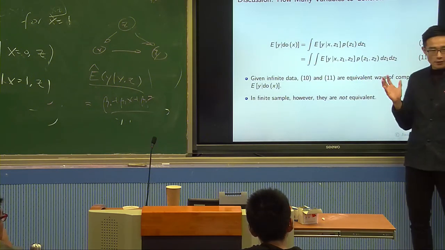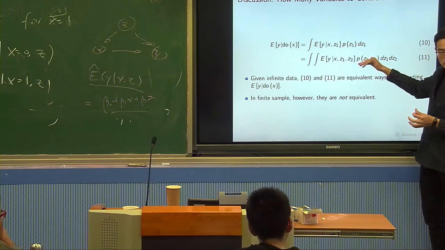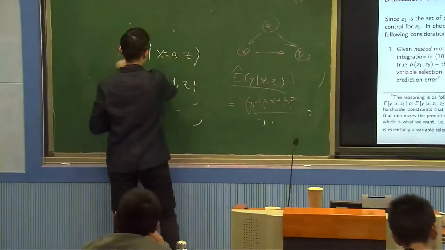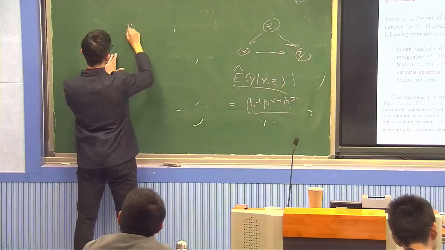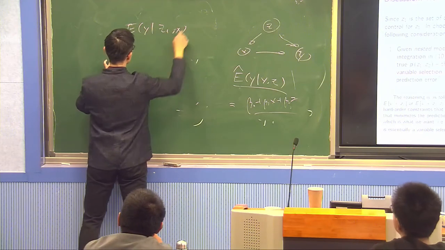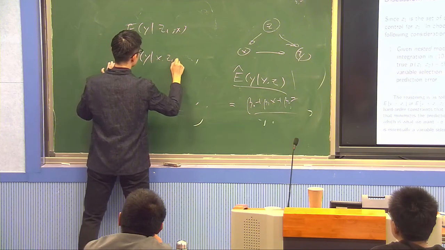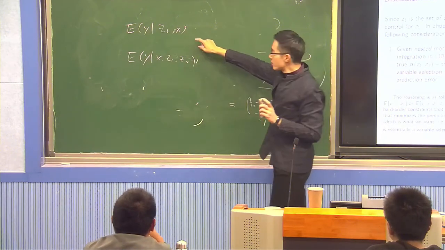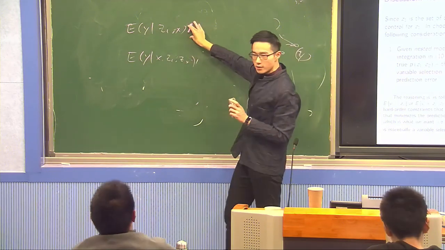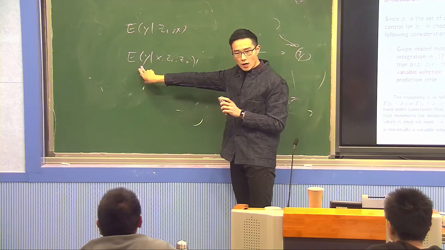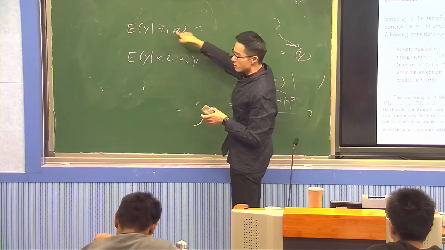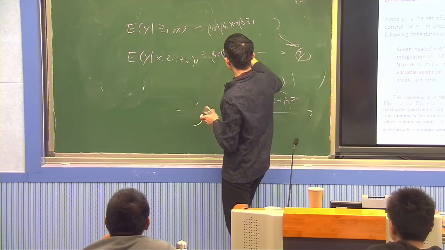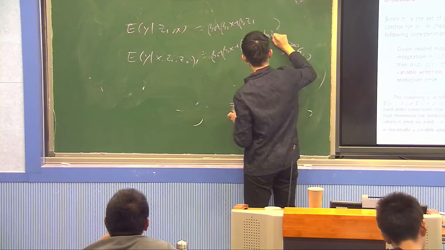However, in practice, we don't have infinite data. We only have a finite sample. And in finite samples, these two are actually different, for two reasons. The first reason is really which one helps you: E[y given Z1, x], or E[y given x, z1, z2]. The first way they're different is that these two have a different precision. Essentially, these two can be different models, so one model can predict y better than the other. Suppose this model is beta 0 plus beta 1 x plus beta 2 z1, and this is beta 0 plus beta 1 x plus beta 2 z1 plus beta 3 z2.